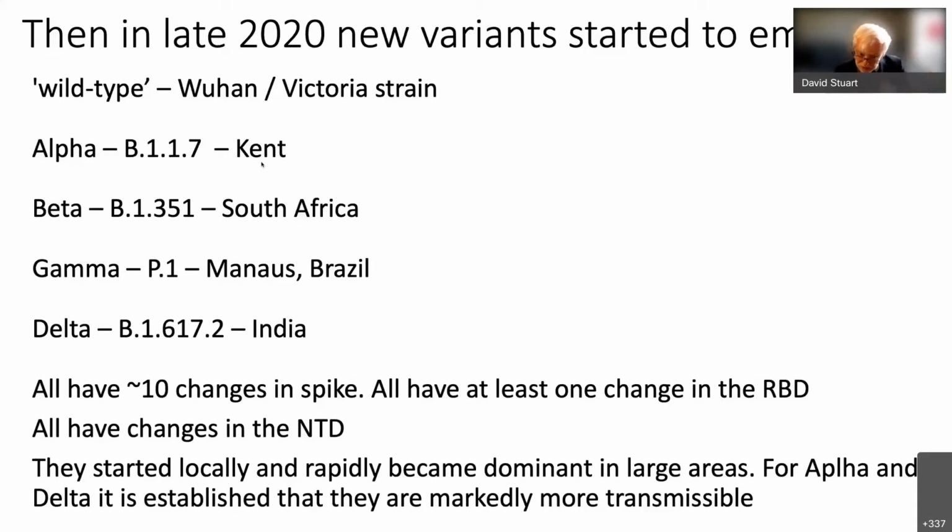So all of these have a number of changes. They've got of the order of 10 mutations within the spike. All of them have at least one change in the receptor binding domain, and they all have changes in the internal domain. And at least for alpha and delta, it's very well established now that they are markedly more transmissible. So delta, maybe 1,000-fold more transmissible and has outcompeted alpha. So what determines transmissibility? I should say, I don't think we fully understand. But what we're also interested in is what the antigenic properties of these are.